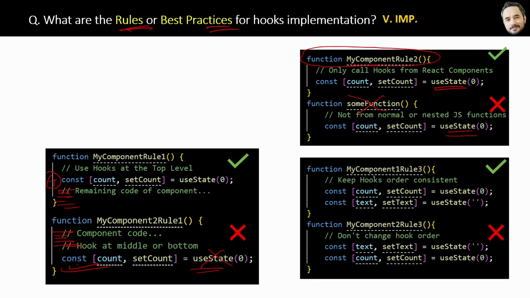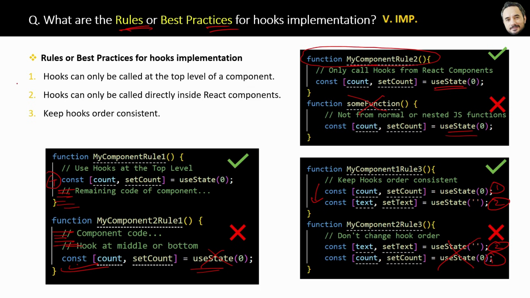The third rule is keep hooks in order and keep the order consistent in all the components. For example, if you are using the same hook multiple times in one component and you want the same behavior in another component, then use the same order. Do not change the order, okay? This will create inconsistency otherwise. Great. Now here is the summary of the rules or best practices which you can revise anytime within seconds later. That's the answer.